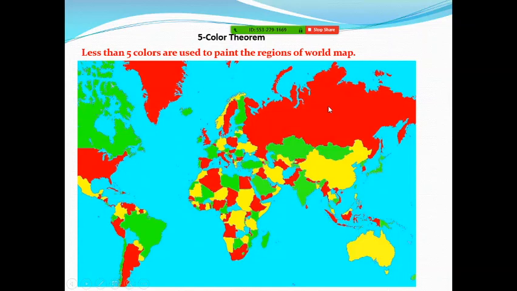If we see this side, it is red, then green, yellow, and then this sky blue. So we are not using more than five colors. So that is the basic argument behind the five color theorem. If a map is there, then the map can be colored using five colors. So what is the meaning of coloring? Coloring means the adjacent, the neighboring regions are assigned different colors.